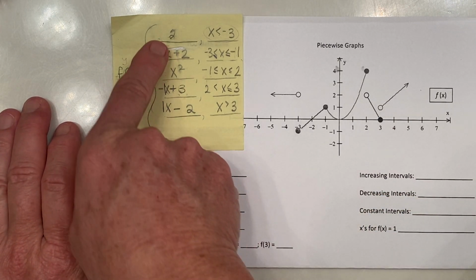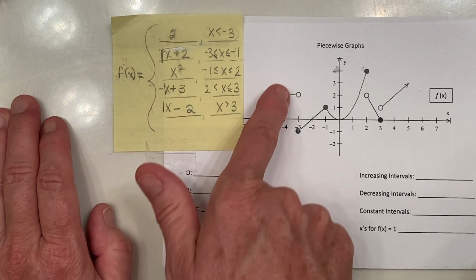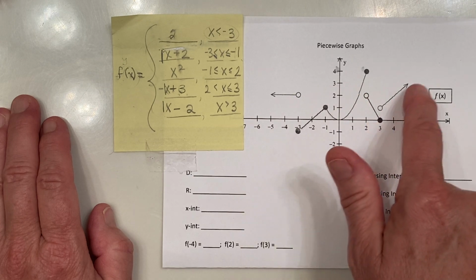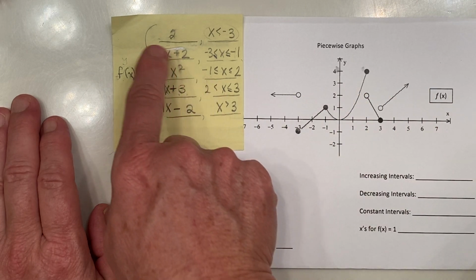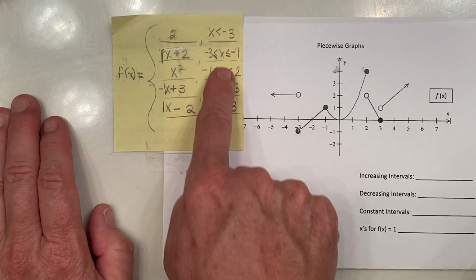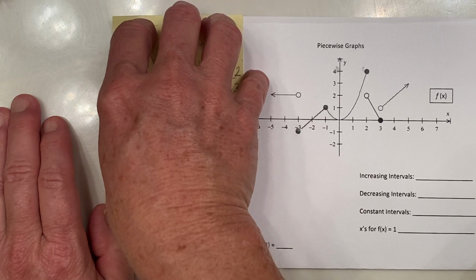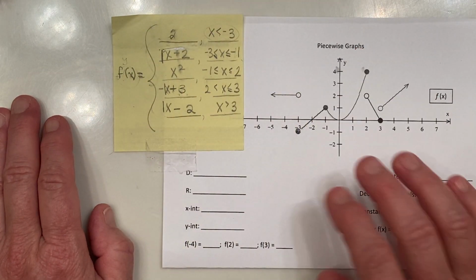First of all, we count 1, 2, 3, 4, 5. We have 5 pieces, which we saw evident in the graph. And we only want these 5 different graphs based on these restricted x values. So let's see if we can correlate these equations with the different pieces here.